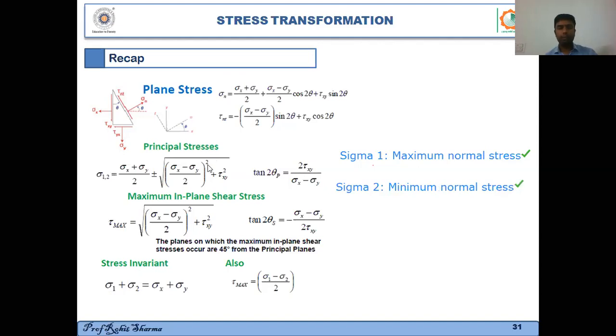And sigma 1 and sigma 2 are also called the principal stresses, right? And the angle at which this happens, like you rotate the stress block, and at a certain angle you will obtain maximum normal stress and minimum normal stress, that angle is called theta p, where p stands for principal. You can find that angle theta p by using this formula: tan 2 theta p is equal to 2 tau xy upon sigma x minus sigma y. Again, we have discussed all these things in detail in the class, and I'm just trying to recapitulate all these things, right?